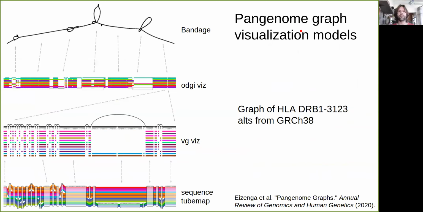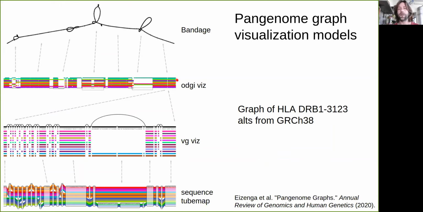And so bringing this together, there's another kind of layout I didn't describe, but some of you may be familiar with. It's a force-directed layout of the graph, and the renderings will show are from Bandage. And so putting this together in a case of an actual genome graph built from some HLA alternate alleles in DRB1 3123, we have this high-level two-dimensional view that shows the structure of the structural variants and so on.